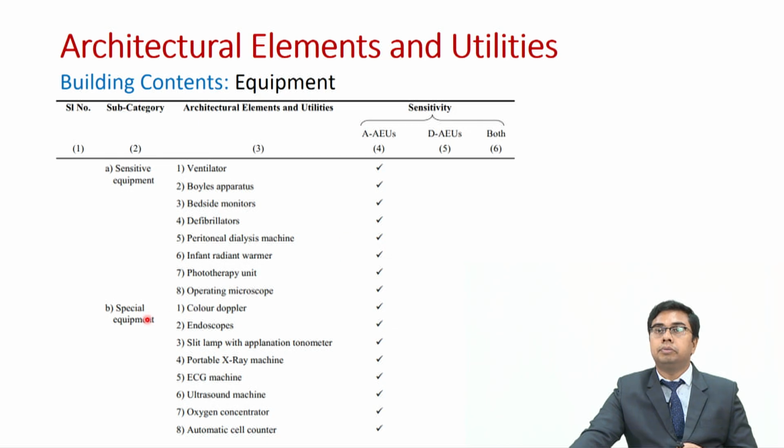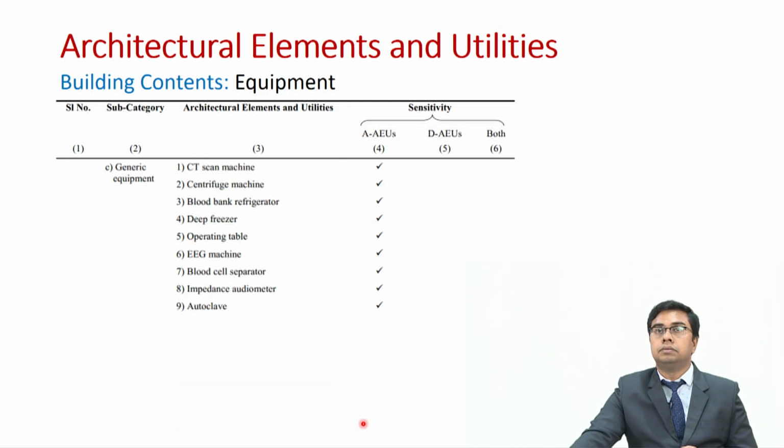We will understand as we proceed through this course why we anchor them, and so on. We also have special equipment such as color Doppler or endoscopes, slit lamp with applanation tonometer, X-ray machine, ECG machine, ultrasound machine, oxygen concentrator, automatic cell counter. All of these equipment are mostly found in hospitals and laboratories. All of these are acceleration sensitive AEUs.